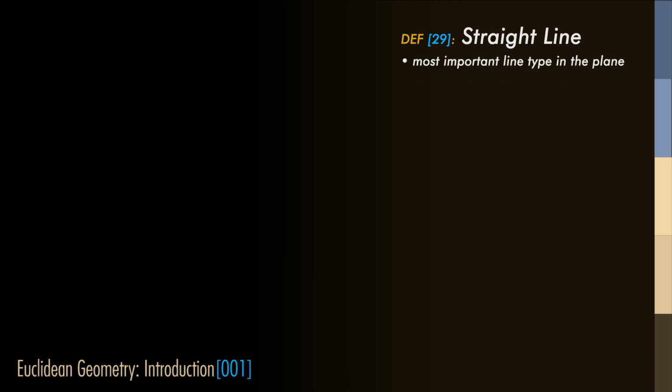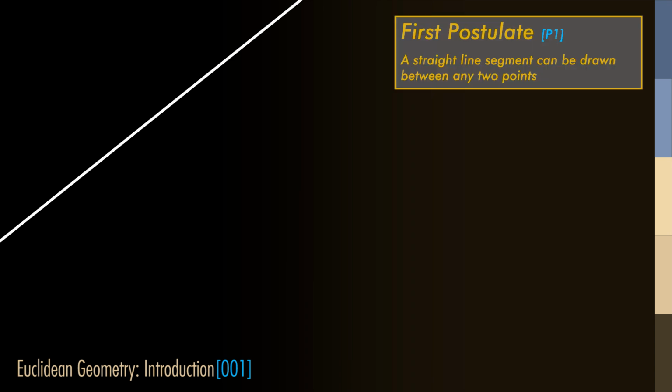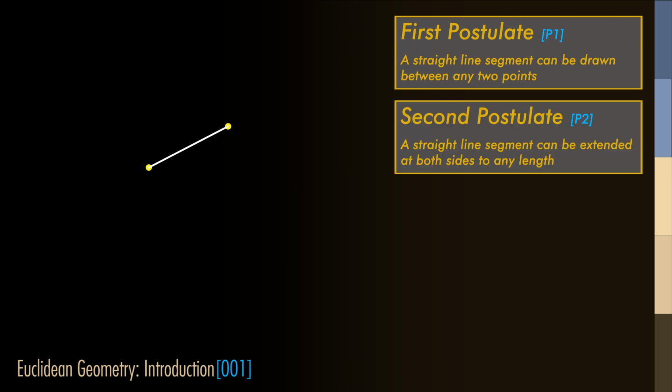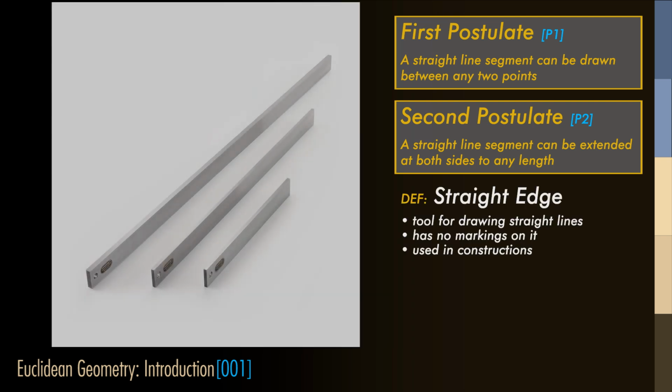Among the lines in the plane, the straight line is arguably the most important and the basis of the first two postulates. The first postulate states, one can always draw a straight line from one point to another point. The second postulate states, a finite straight line can be extended continuously in both directions. These two postulates actually describe the basic operation of a straight edge.